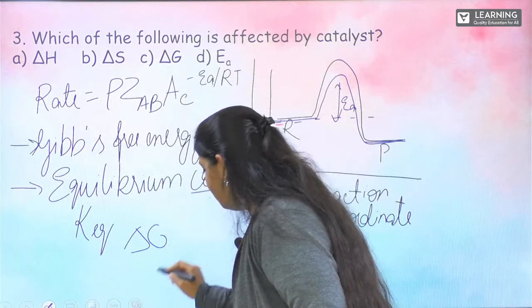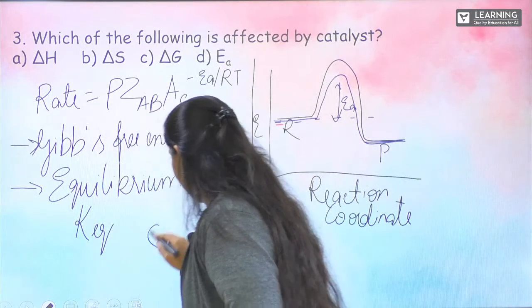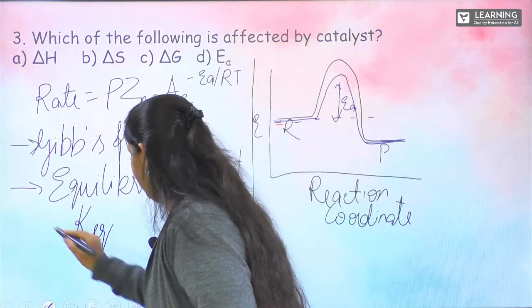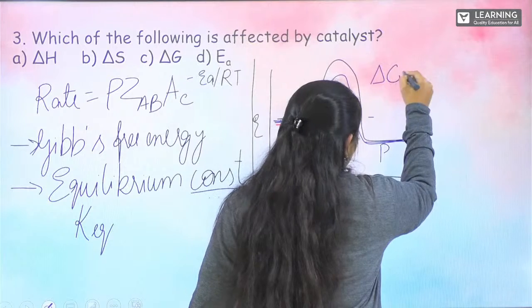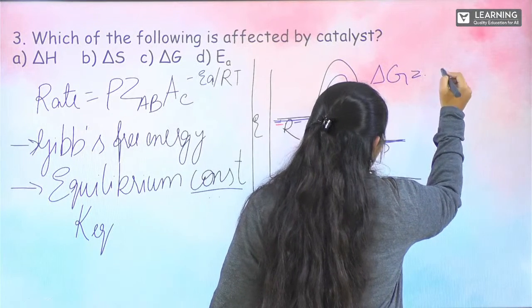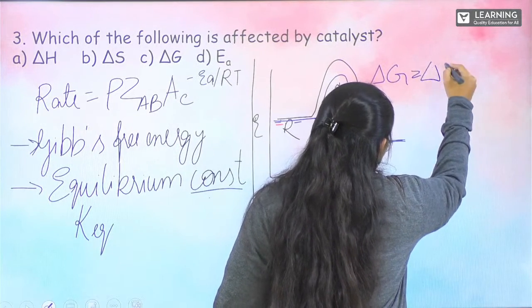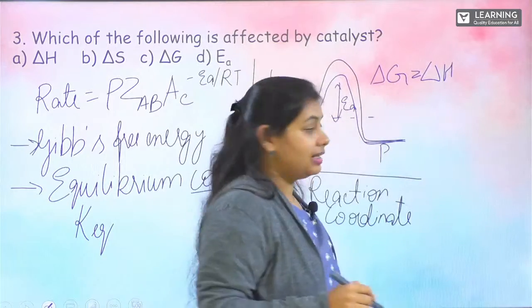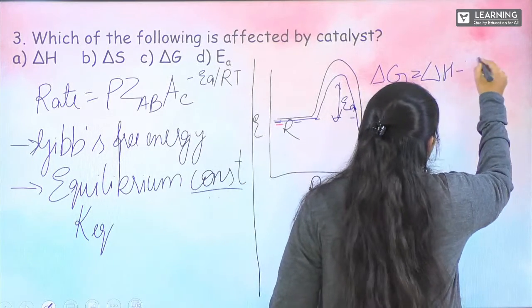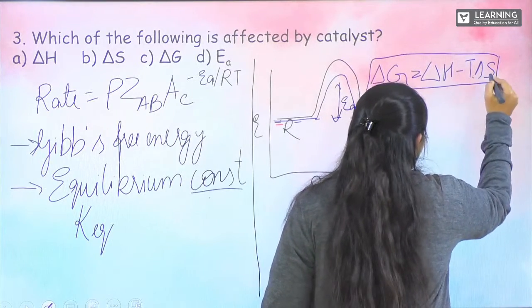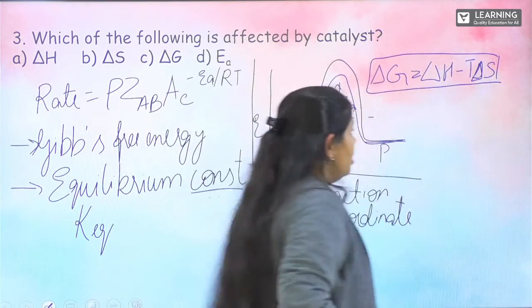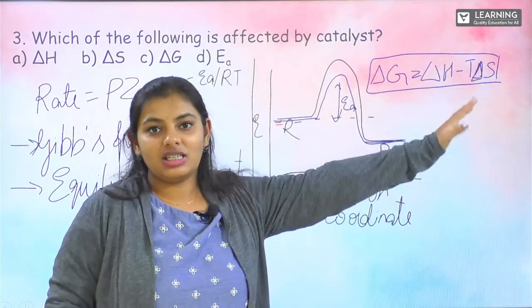I'm writing it here: delta G is equal to delta H minus T delta S. This is the Gibbs free energy equation. So none of this is going to be altered.